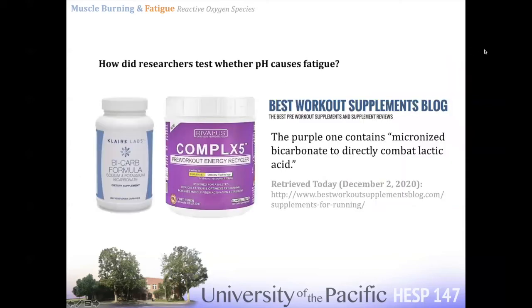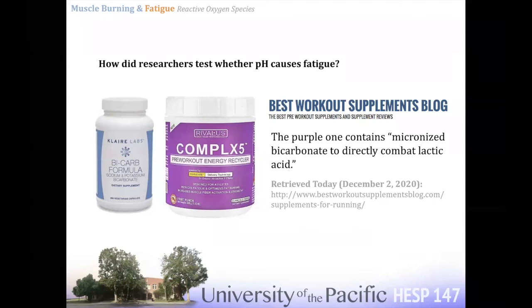So this is from, I pulled it up this morning. Bestworkoutsupplementsblog.com, and this purple one, it says it contains micronized bicarbonate to directly combat lactic acid. Like, this is 2020. This is December 2020, and it says that. That's obviously not what it's doing.